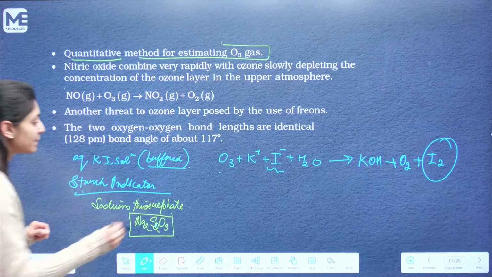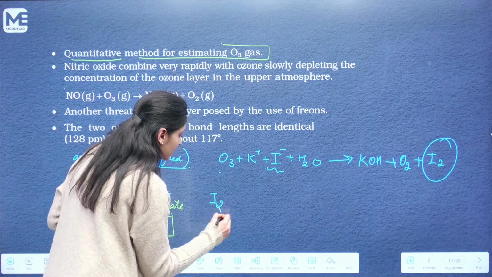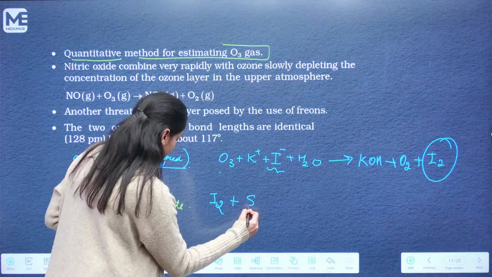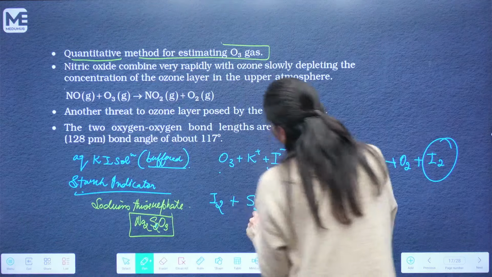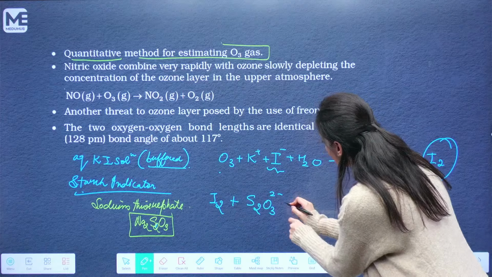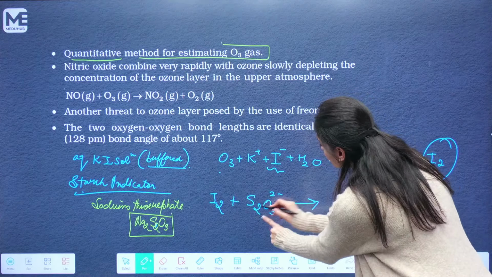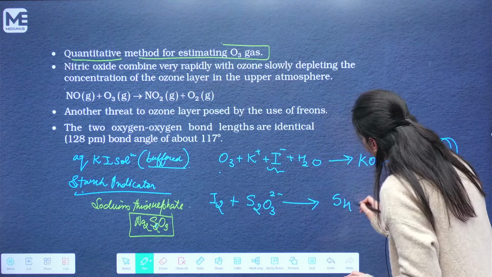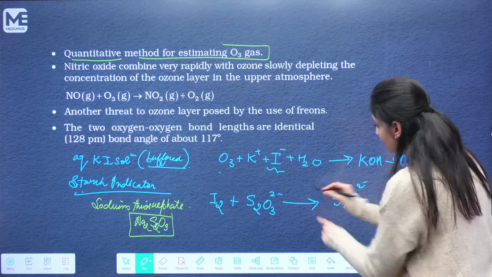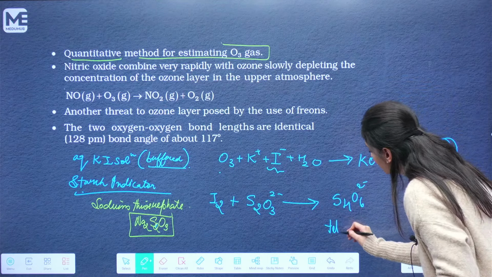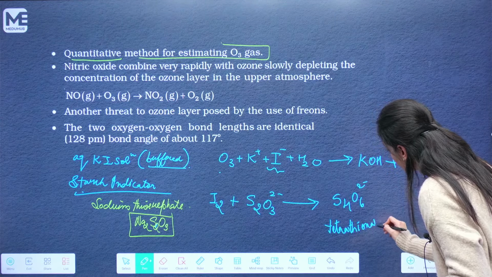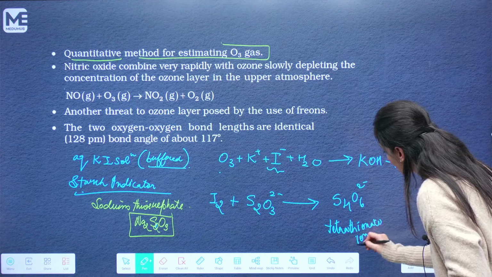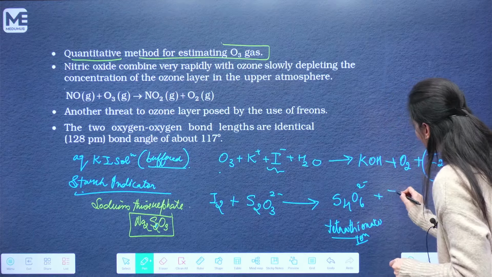So now what happens? Iodine acts as an oxidizing agent and oxidizes S2O3 2 minus to S4O6 2 minus, that is a tetrathionate ion, and it gives us I minus.